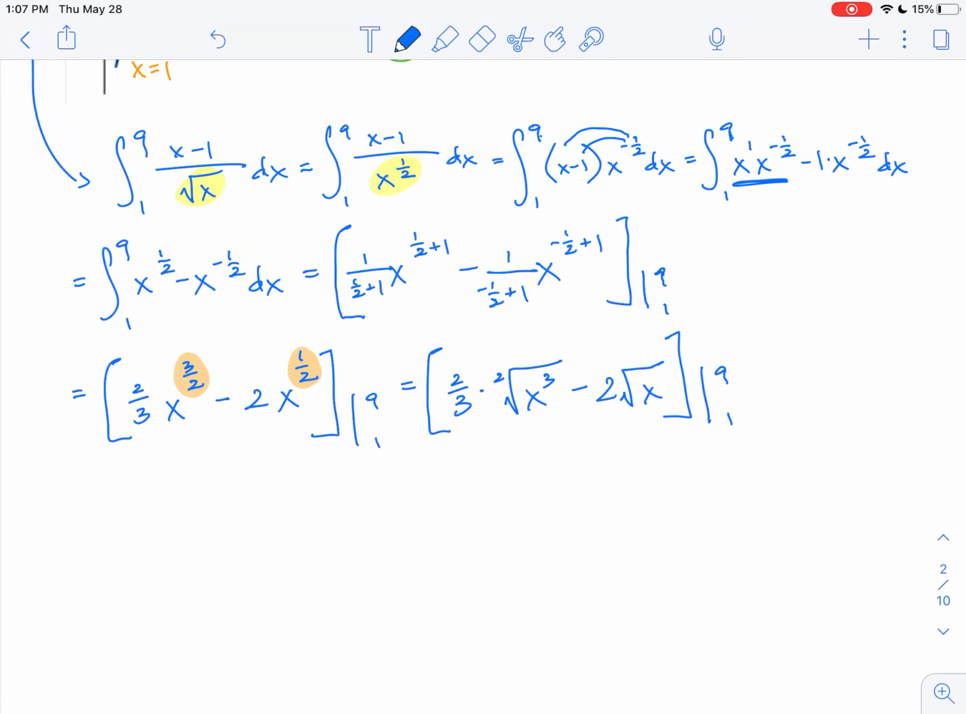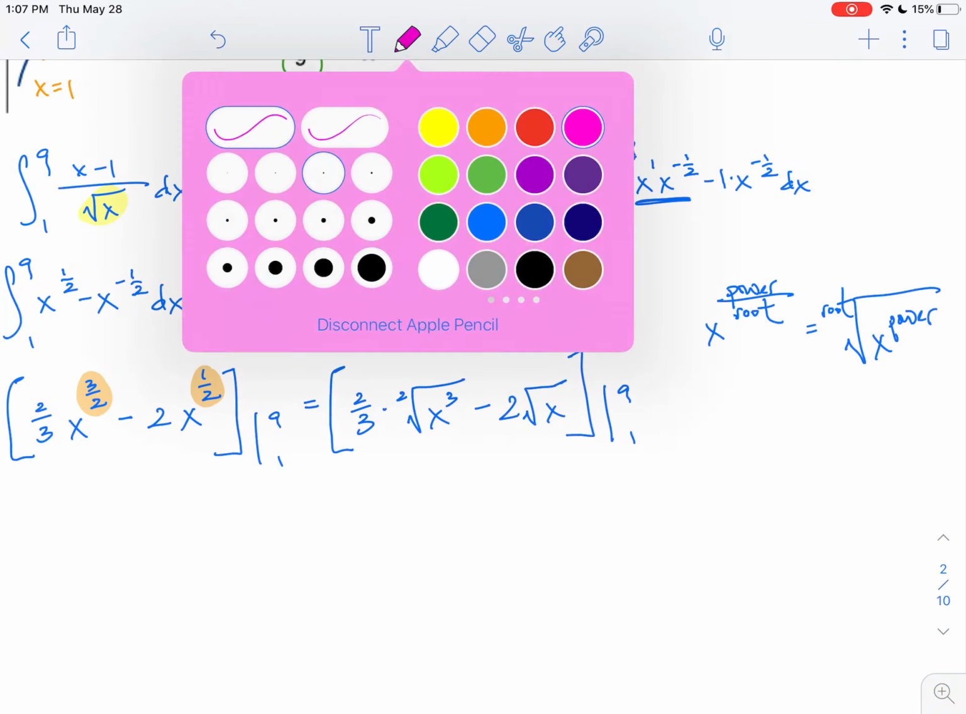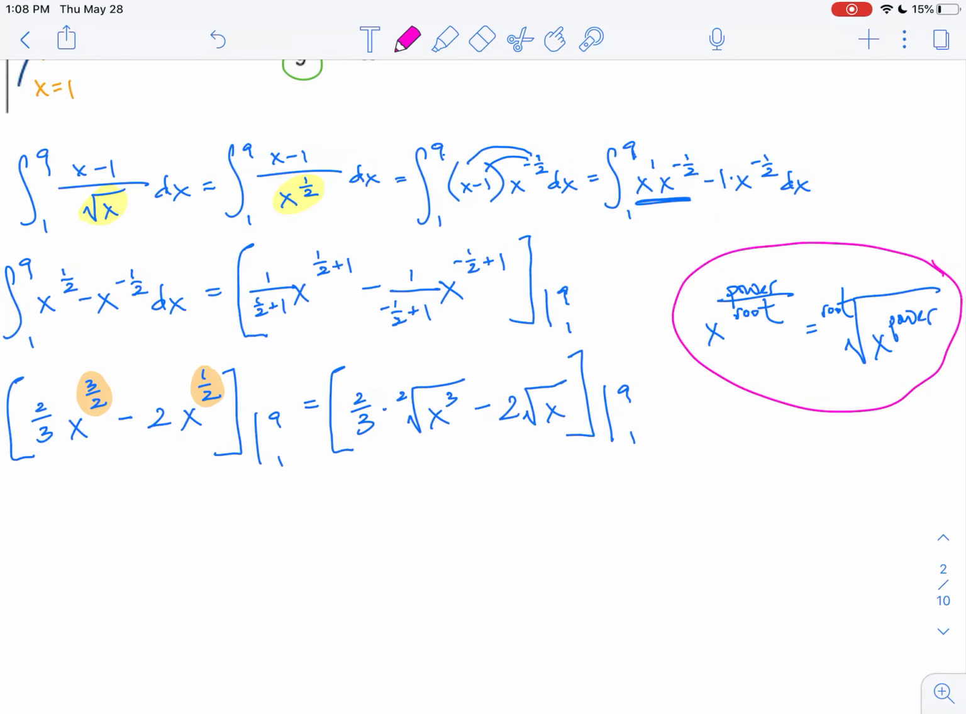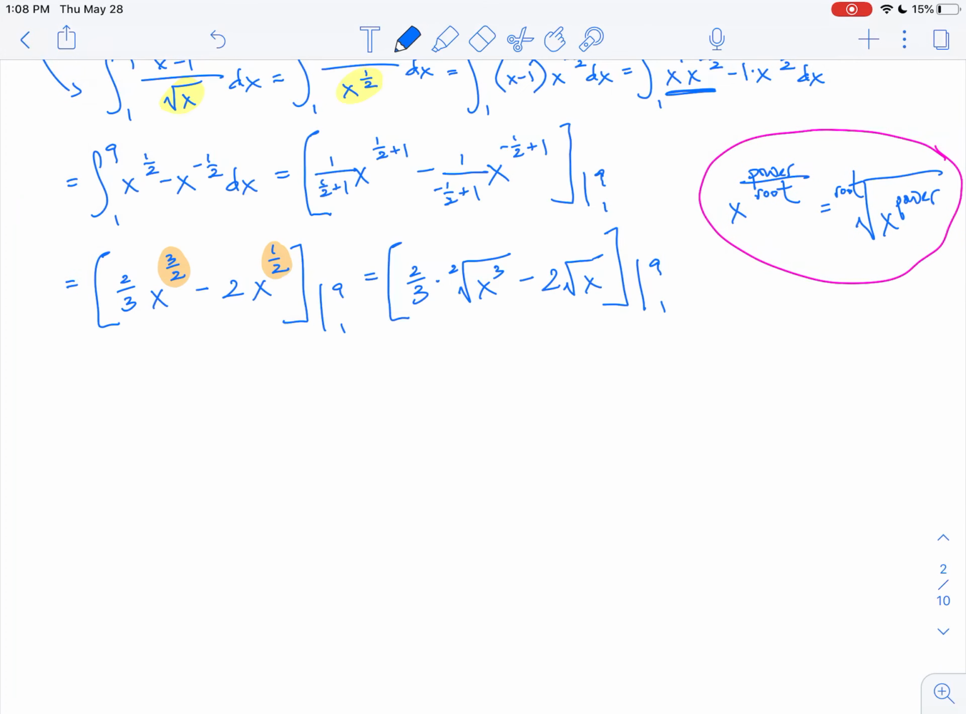So when I rewrite these, okay, let me write this off to the side. This is an important rule: if I have a fraction in the power, we'll consider the top number as the power, the bottom number as the root. That means we can rewrite this as the root goes on the outside and x to the power goes on the inside, okay? I would say that this is one of the most important algebraic things that you can know for calculus.